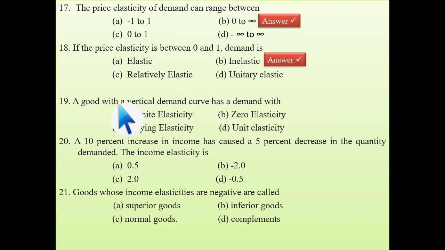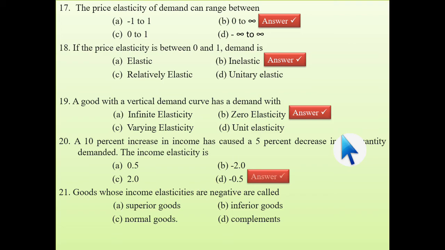Next is a good with a vertical demand curve has a demand vertical. That means zero elasticity, which we have studied as perfectly inelastic demand. Okay. Next is a 10% increase in income has caused a 5% decrease in the quantity demanded. So here the income elasticity is 0.5. Calculate and check the answer whether it is right or not. If you found it wrong, then mention in the comment box. I will clear your doubts.